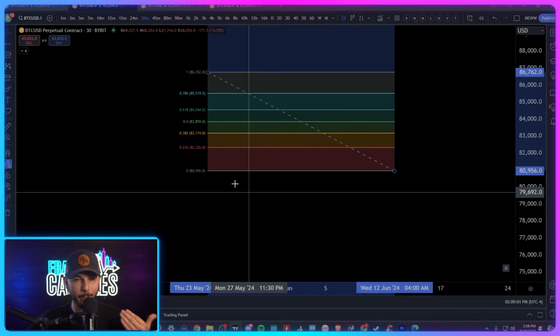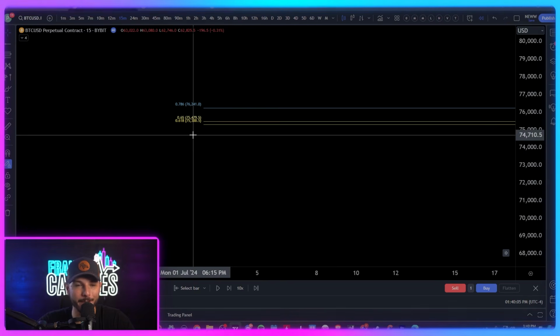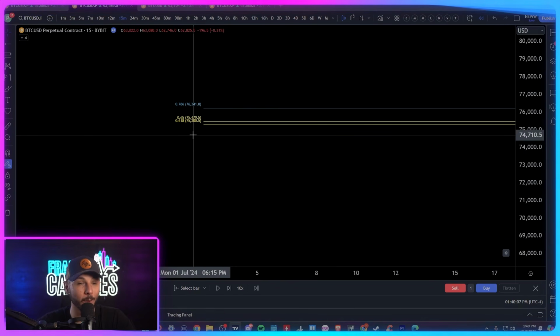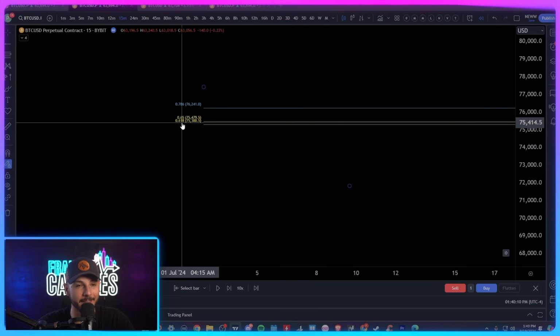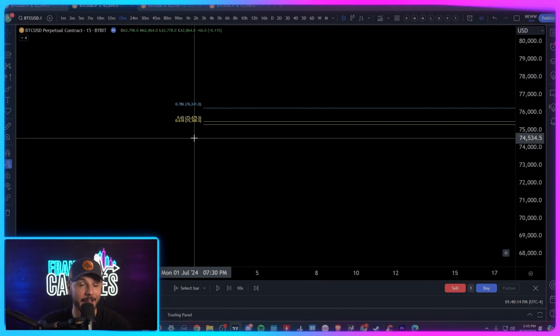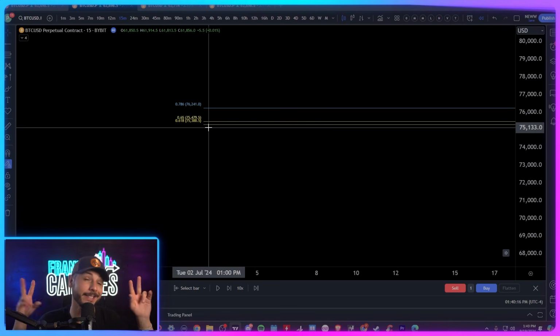Let me give you guys my personal settings right now. This is what my Fibonacci retracement looks like, guys. You can see I'm really only using the 0.786, the 0.65, and the 0.618. The 0.618 and the 0.65 create what we call the golden pocket. This is considered to be the strongest level.